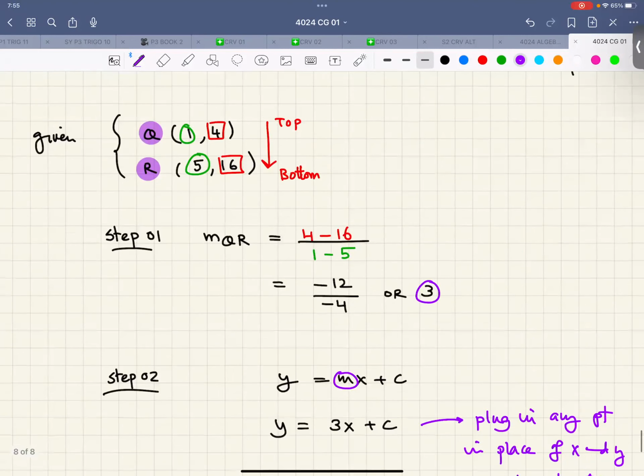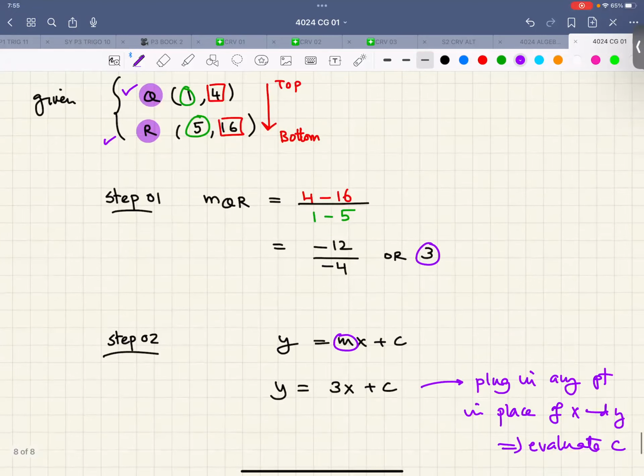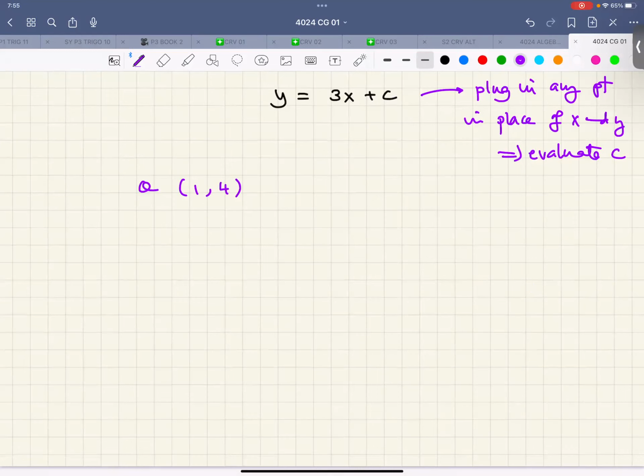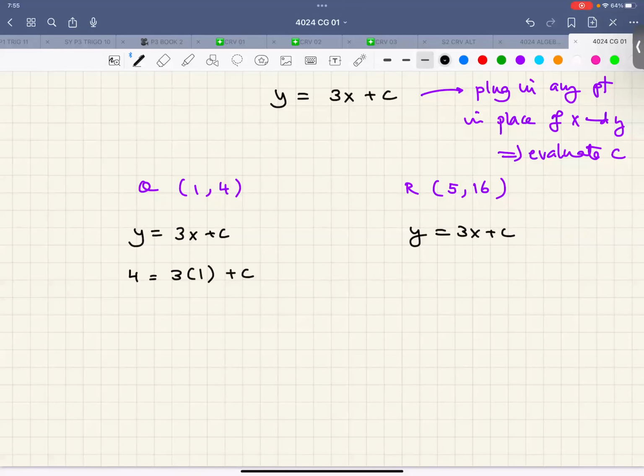Now, you can either plug in this point or this point. Let me show both of you. So one point is Q, 1, 4. The other point is R, which is 5, 16. We have y is equals to 3x plus c. If I plug in Q, this is 4, this is 3, this is 1 plus c. This is the x coordinate, that's the y coordinate. 4 is equals to 3 plus c, therefore c comes out to be 1.